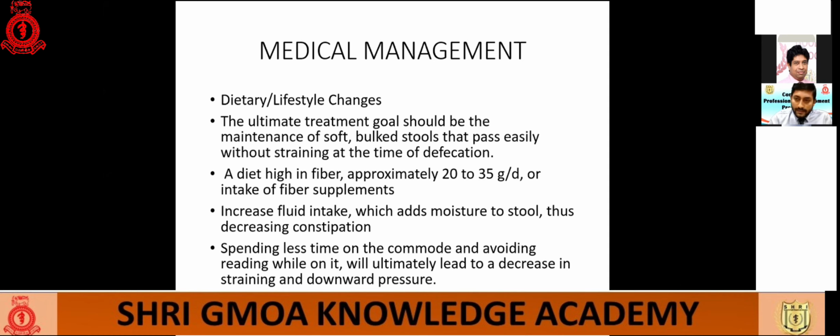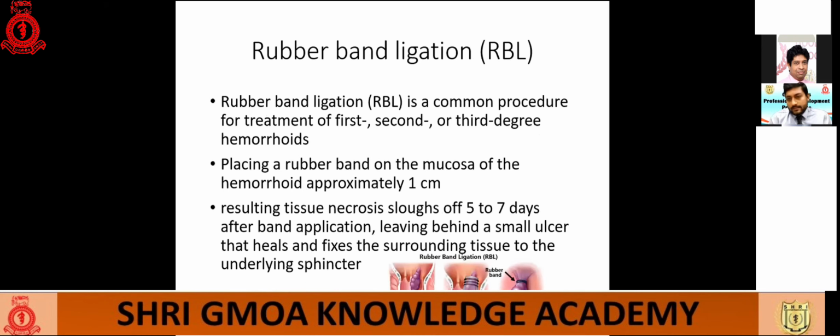So how are we going to manage these patients? For first degree and second degree hemorrhoids, we can try non-medical management, like changing the diet to a high fiber diet, around 20 to 35 grams per day, increasing fluid intake, and trying some stool softeners. This is okay for first or second degree hemorrhoids, but third and fourth degree hemorrhoids cannot be managed like this. Another common method of managing hemorrhoids, especially second degree and third degree, is the use of rubber band ligation.